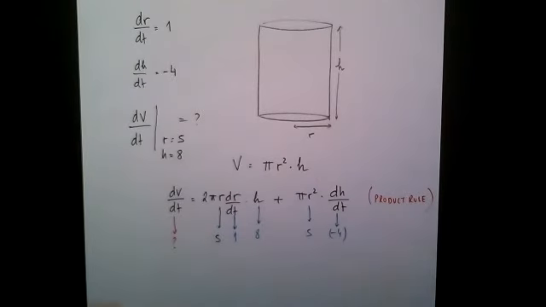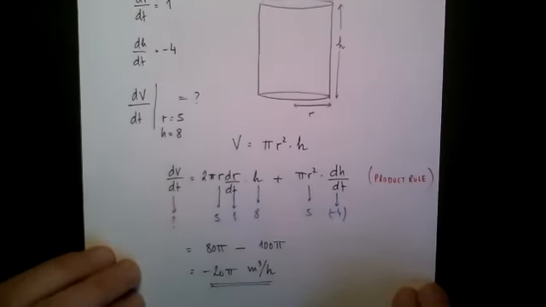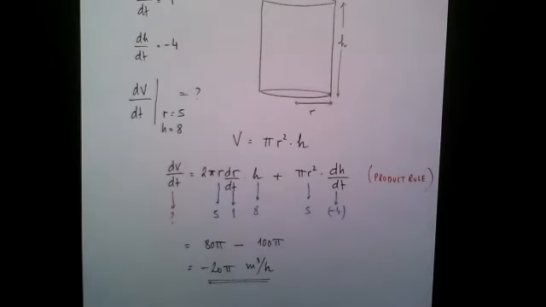That's it. So 8 times 5 times 1 is 40, times 2 is 80. So 80 pi minus, and here I have 25 times 4, which is negative 100. So minus 100 pi. And so the answer is negative 20 pi meters cubed per hour. Okay, which matches the answer up there. Are there any questions?